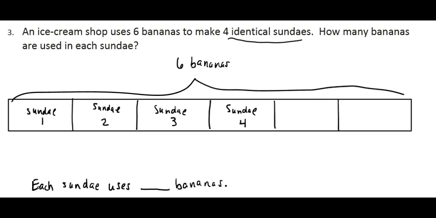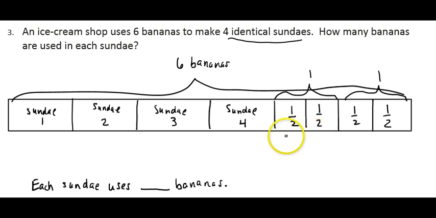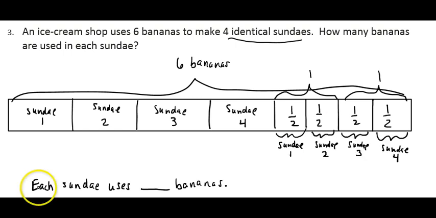Well, if I divide each of these in 2, each piece would then be a half, because here's one banana, here's another banana. I've divided them in 2, so they each equal 2 halves. I can then use each one of these halves for each of the sundaes. So this half would go with sundae 1. And I'll continue to show that down the line. So altogether, each sundae will use one whole banana and one half banana. And in our statement we'll say each sundae uses 1 and 1/2 bananas.